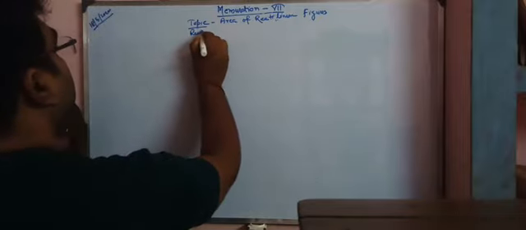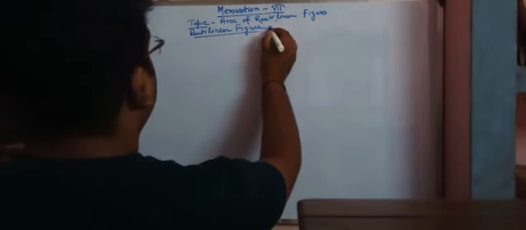Now, what is a rectilinear figure? The definition I am reading from your book: a figure made with some line segments is called a rectilinear figure, and these line segments are called the sides. So the figure that is made up of some line segments is called a rectilinear figure.